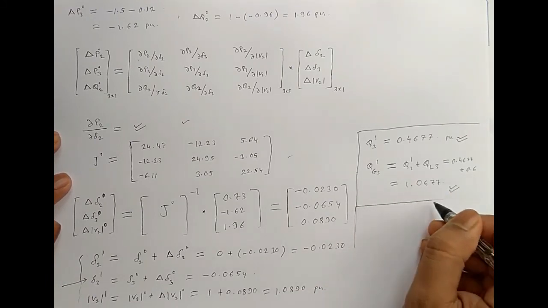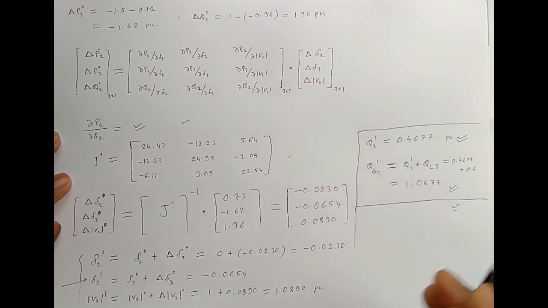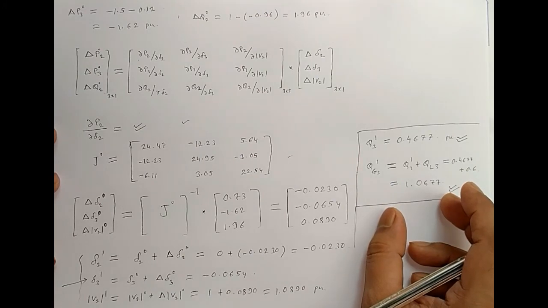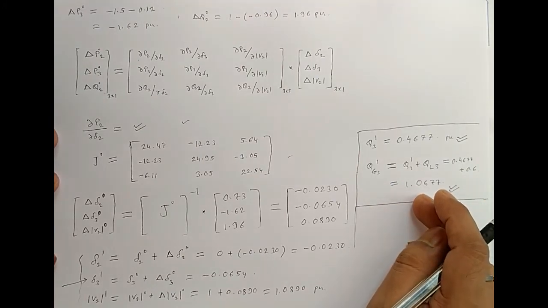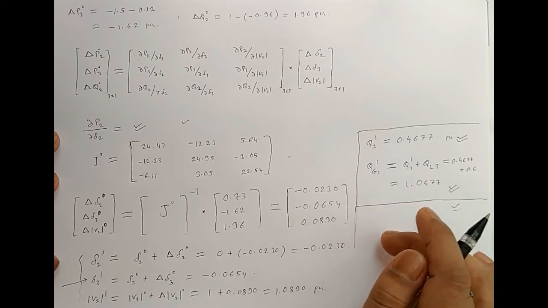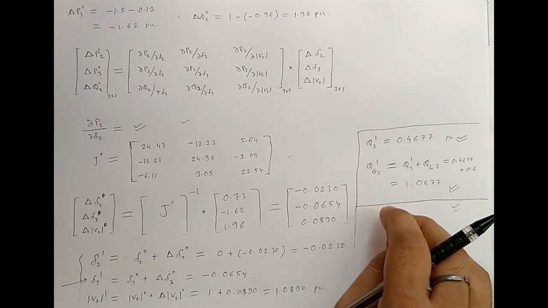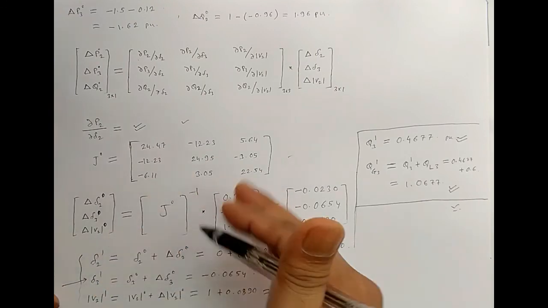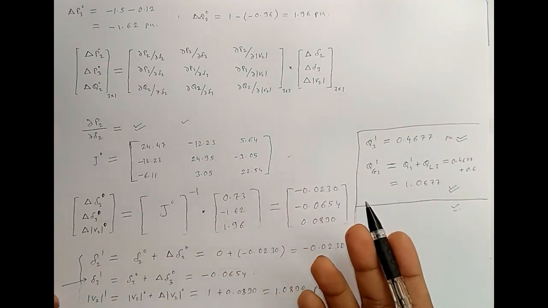So we do not have to assume this PV bus as a PQ bus again. This is only for checking purposes, whether the limit is violated or not. If the value of this QG3 is greater than the prescribed limit, then we have to fix that QG3 and assume this PV bus as a PQ bus. In this way we calculate these unknown parameters. We have to again perform this whole complete step for iteration number 2.